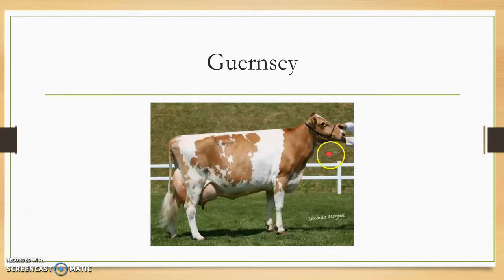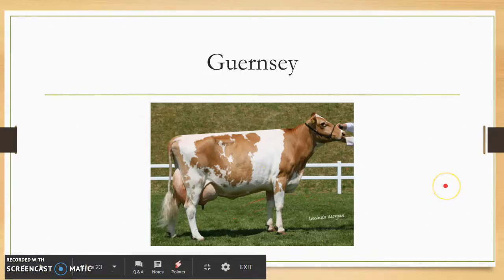Here's the Guernsey. So Guernseys are known for their golden milk. So their milk actually has a gold yellowish tint to it. So that's kind of how to tell these guys apart from some other dairy breeds.